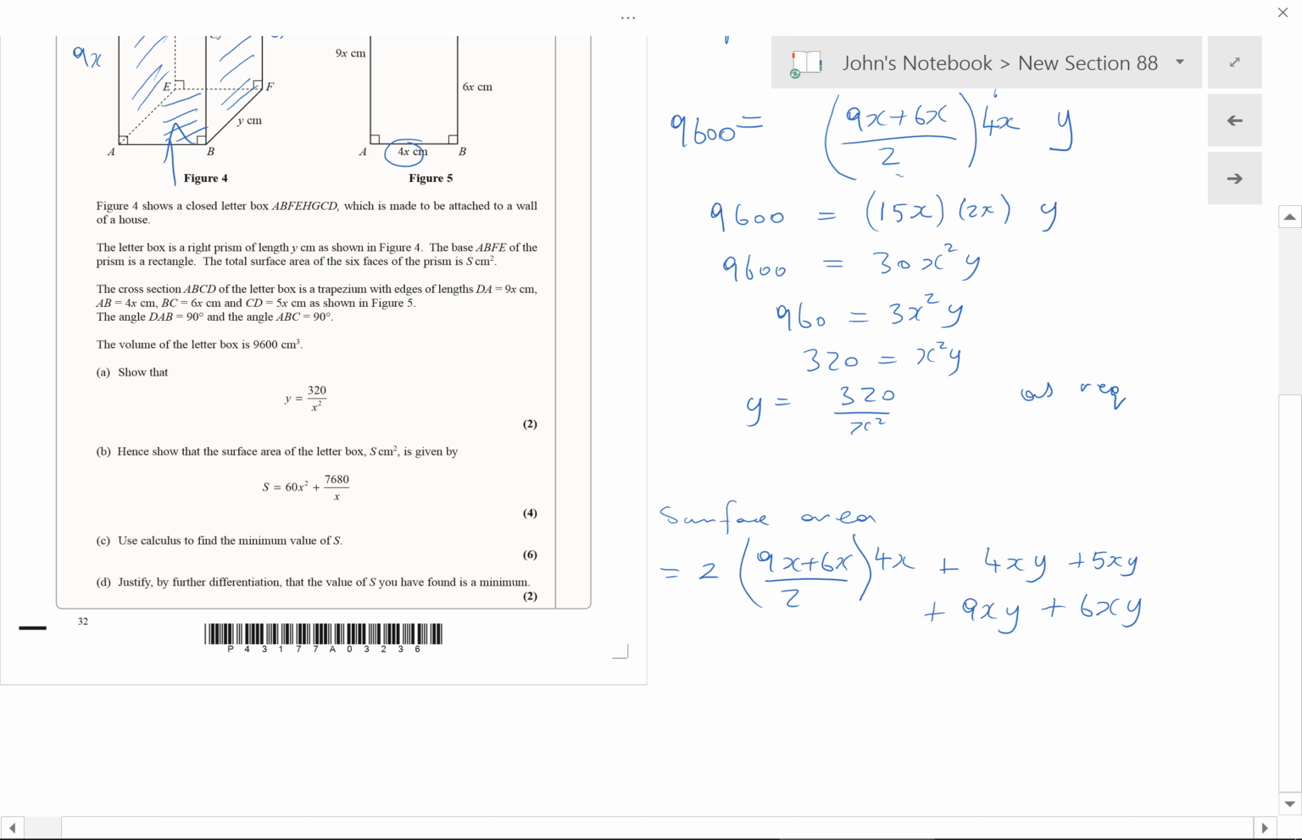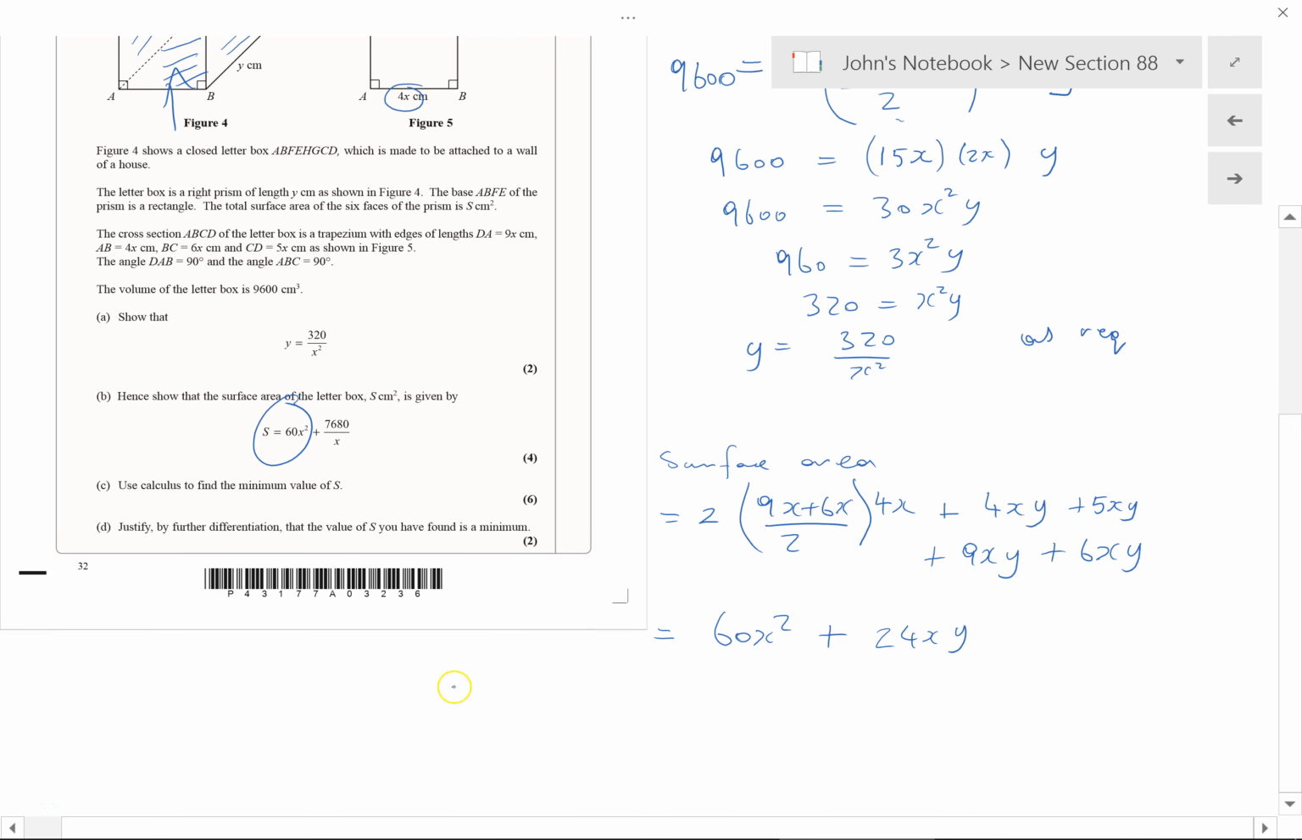Okay. So let's just work with the trapezium bit first. That all multiplies out, the 2 cancels, and the 9 and the 6 make 15. So that gives us the 60x squared that we can see in our expression. Let's not rush the other bits too much. All those added together are 24xy.